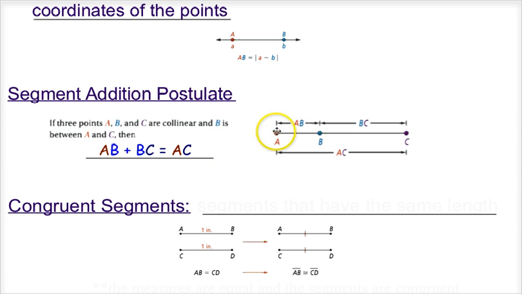AB, the length of AB, the distance between A and B, plus BC, see how I'm adding BC here, that length, will equal AC, which is the whole thing. So all I'm doing is I'm taking two segments and I'm adding them, and that will equal the whole segment. So AB plus BC equals AC. And I'll do that in my proofs sometimes, so that is an important postulate.